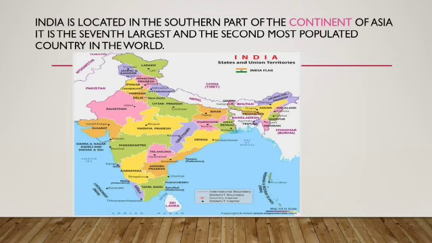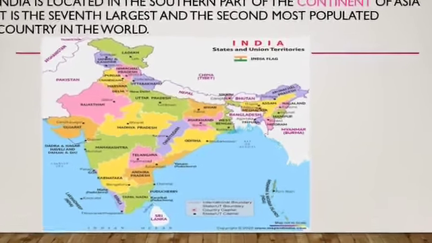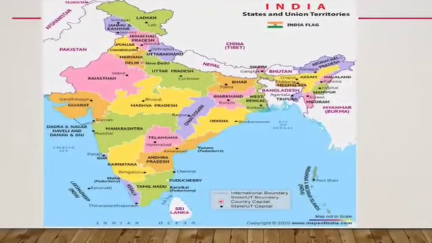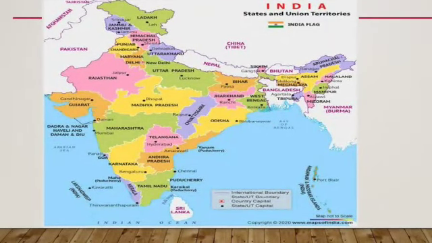India is located in the southern part of the continent of Asia. It is the seventh largest and the second most populated country in the world. Students, look at this map. This is our India. How many states are there in India? In India, we have 28 states.